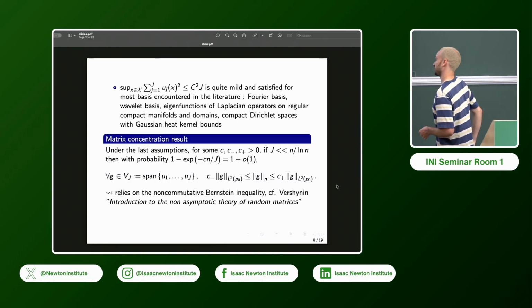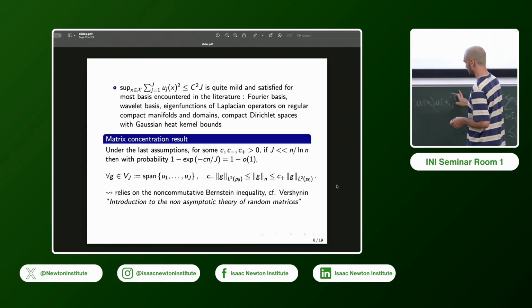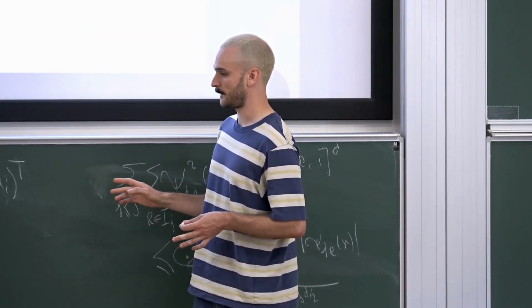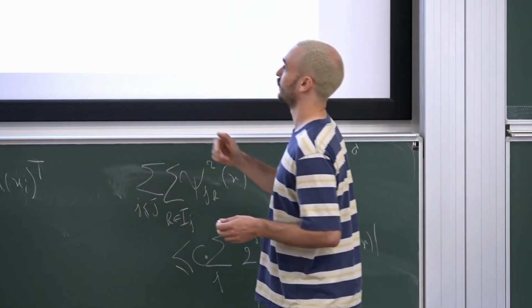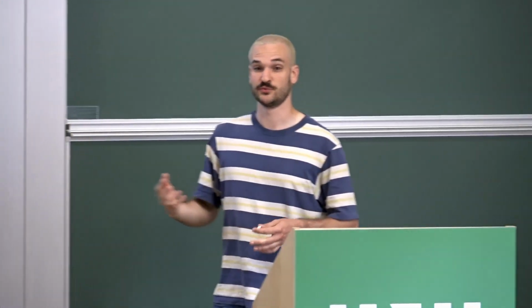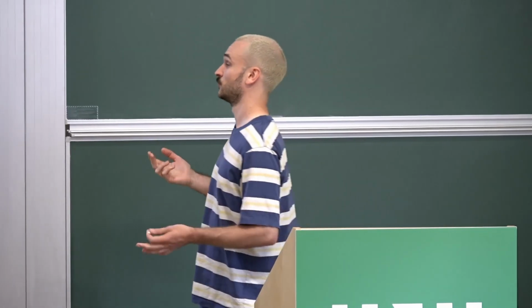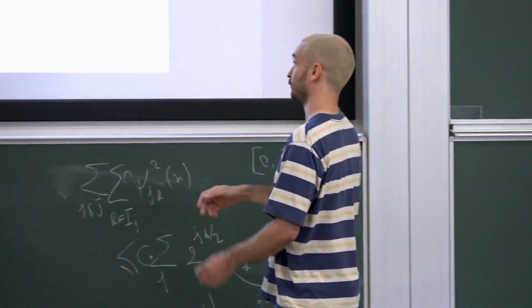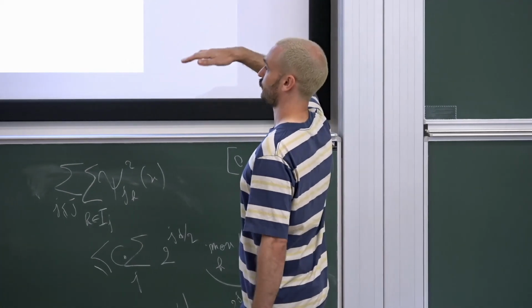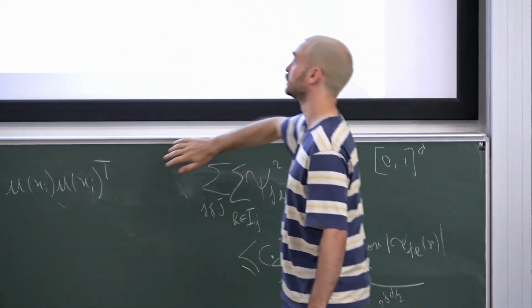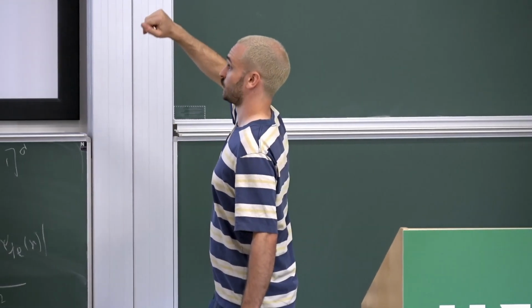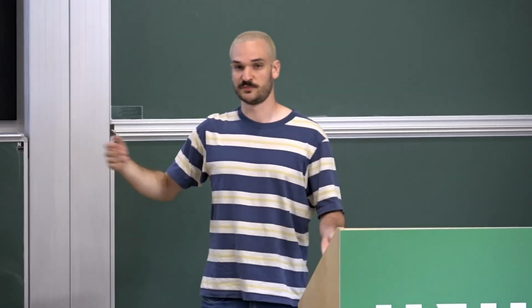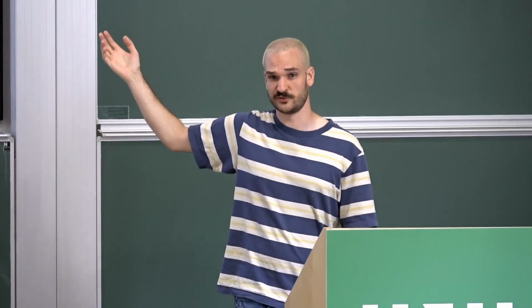And why is that useful? It's because when you look at the quadratic form defined by this random positive semi-definite matrix, it's exactly the quadratic form describing the empirical L2 norm. So if you apply a matrix concentration result to this matrix here, you can show that you can relate, with high probability, the L2 norm and the empirical L2 norm just based on this kind of assumption on the basis.